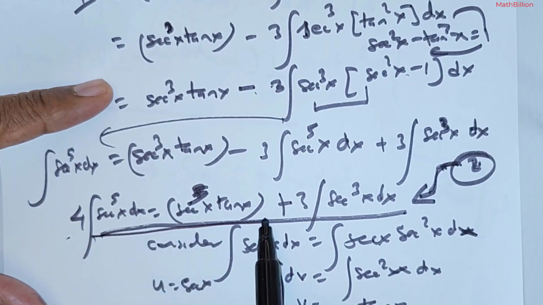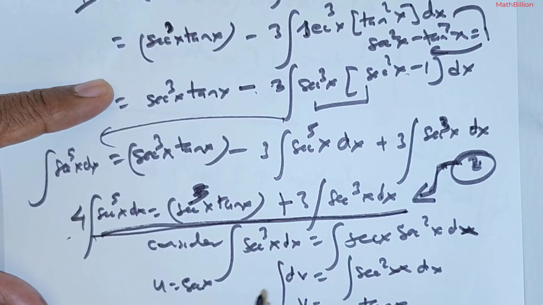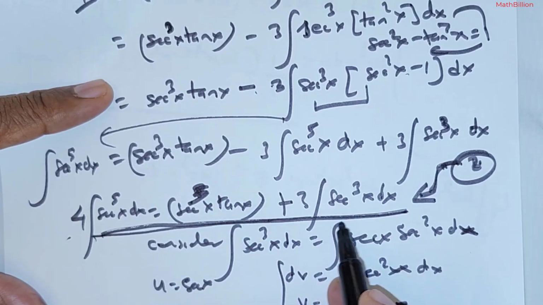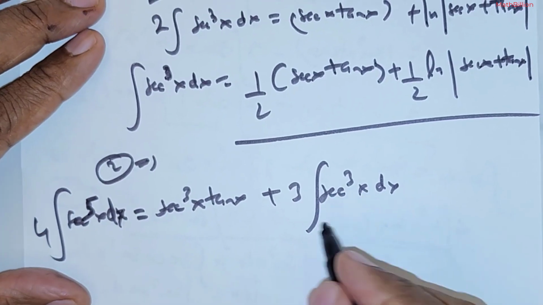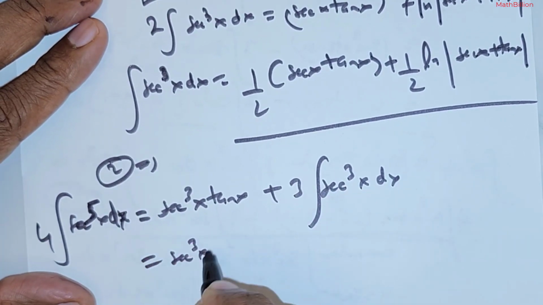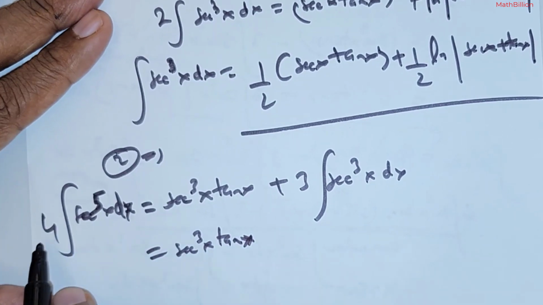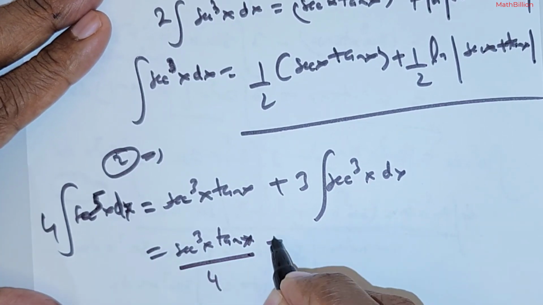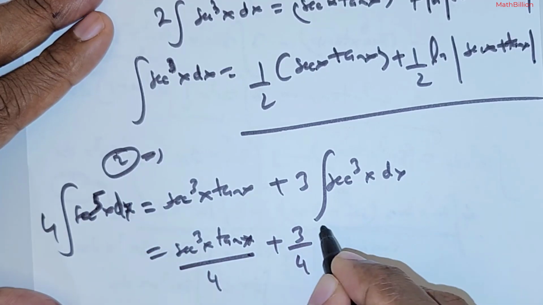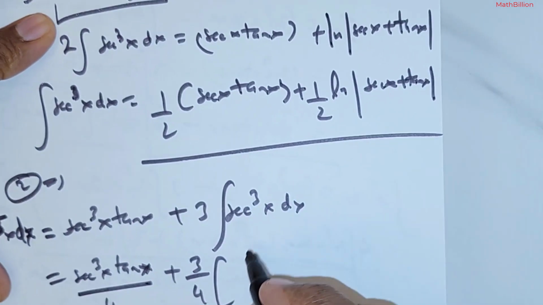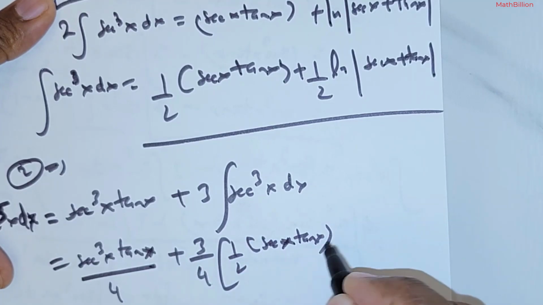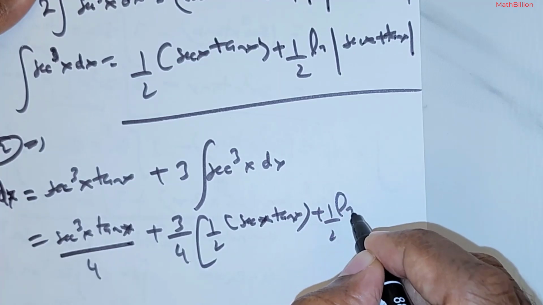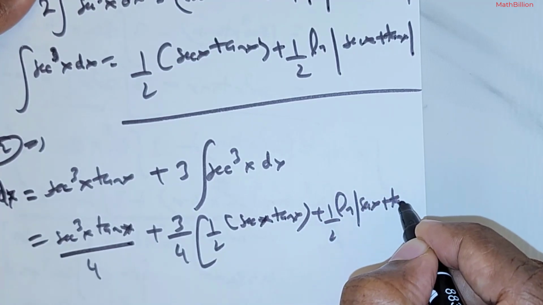Okay, let me show you that. So this is the system we are dealing with. This is secant cubed x tan x positive 3 times secant cubed x integration, with the 4 there. But what is this? This is equal to secant cubed x tan x. I want to bring this 4 down. If I bring this 4 down, it's 3 over 4 of this entire component, you have to place.